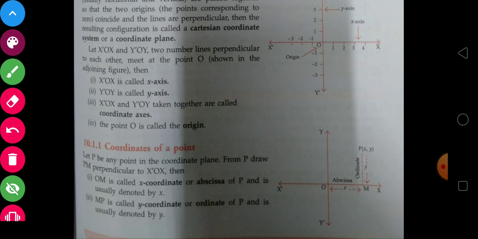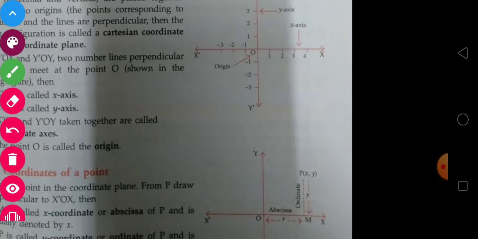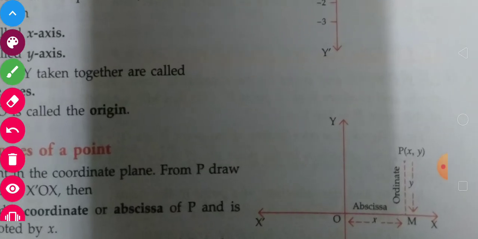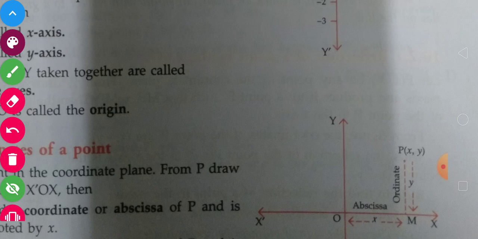Okay, so if I have a point P, let us zoom in on this. Suppose P has coordinates x and y. What does that coordinate actually mean? If you see x, this is the length x of this point P. That means the distance from the y-axis, right? The distance from the y-axis is your x coordinate, that is also called the abscissa.